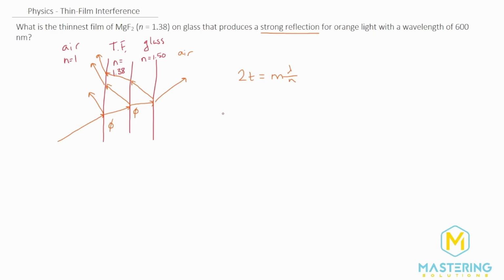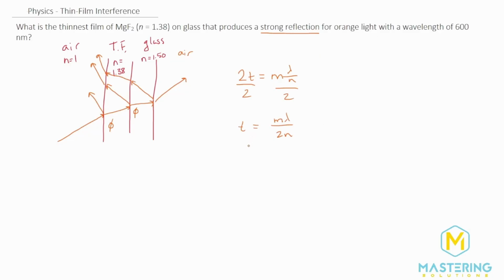Now in this case, they say what is the thinnest film? And so we're going to look for t for the thickness. And so to do that, we can divide both sides of the equation by 2. So now we have t is equal to m lambda over 2n.